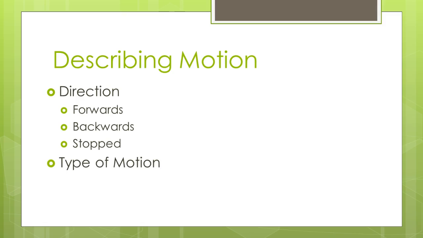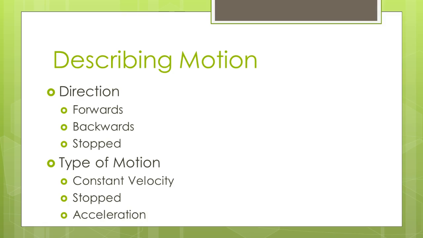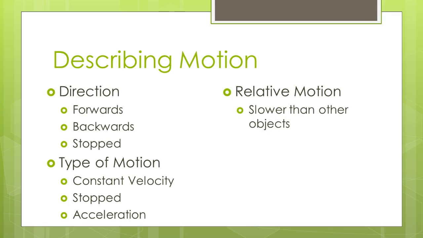The type of motion we look at, there are 3 main types: constant velocity, stop, which is a version of constant velocity, where your constant velocity is 0, and then acceleration, which we will get to. We can also describe the relative motion between 2 different objects. For example, you could talk about how one object's faster or slower than another object by looking at how steep or shallow the slope is. You could also look at the direction 2 objects are going. They could be going the same direction, the opposite direction, depending on the sign of their slope.